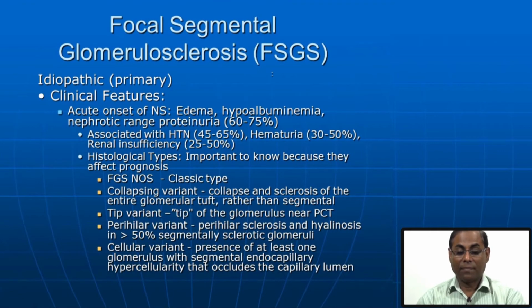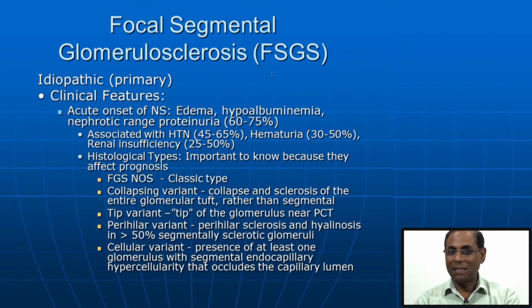Now, the histological types. If we get a biopsy of the cases of focal segmental glomerulosclerosis, histologically we can have the following types of variants. The classical focal segmental glomerulosclerosis will have one segment of the capillaries which shows sclerosis or fibrosis. I told you that basically each glomerulus has 6 to 11 capillary loops, and if some of the capillary loops are undergoing sclerosis and others are still intact, then that is a segmental lesion, and there we say that this is a focal segmental glomerulosclerosis.